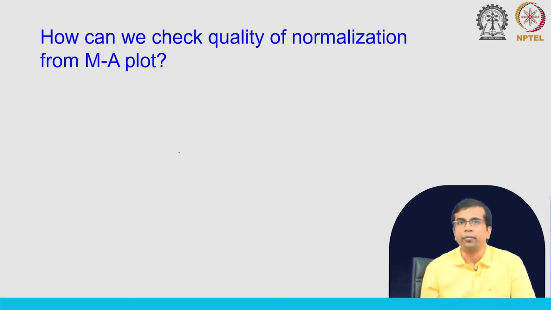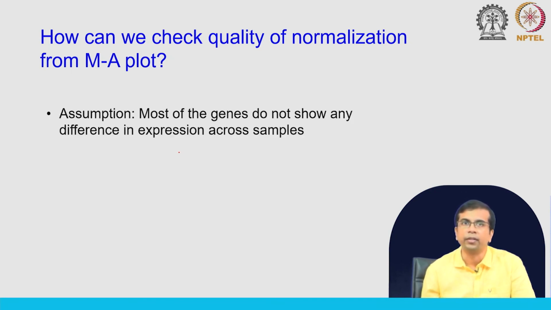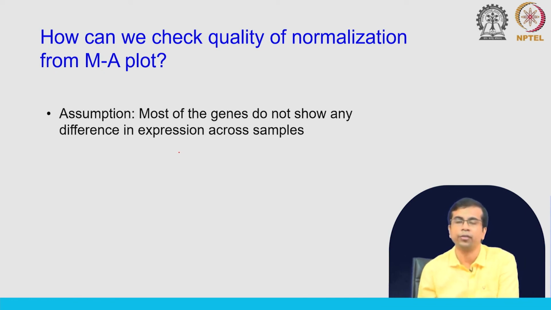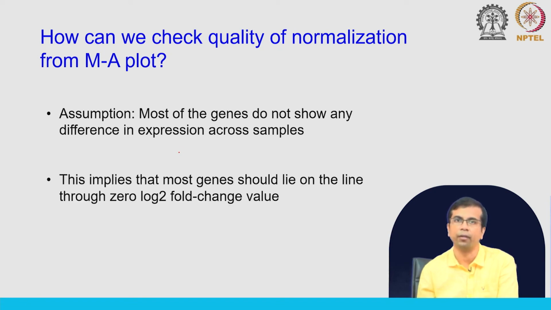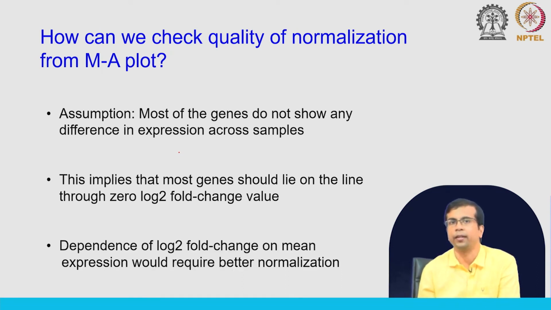Okay, so I also mentioned that we can check the quality of normalization from the MA plot, right. This is something researchers have been doing for microarray data as well, and it can also be extended to RNA-seq data. One of the assumptions in this kind of analysis is that most genes do not show any difference in expression across samples, okay. This means that for most genes the log2 fold change value should be 0, right, so they should be lying on that 0 line. Okay, and if you see a dependence of log2 fold change on mean expression, that would mean it probably requires better normalization, or maybe you need to use some other normalization on top of the current method.